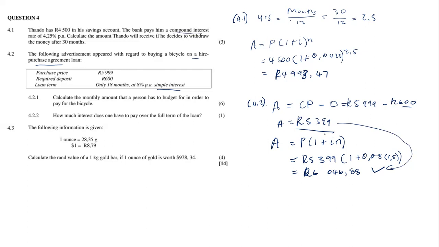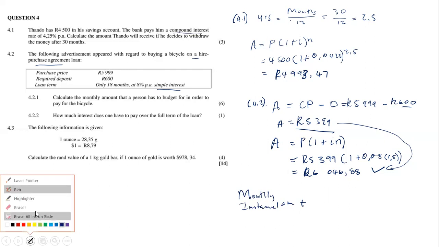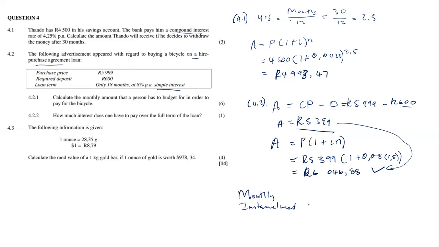From this amount, what is the monthly installment Rorisang needs to pay? We're going to calculate the monthly installment based on this amount. Remember, we are talking about 18 months. So the monthly installment is going to be equal to the price he needs to pay, 6,046.88, over a period of 18 months. So I'm going to divide that by 18.